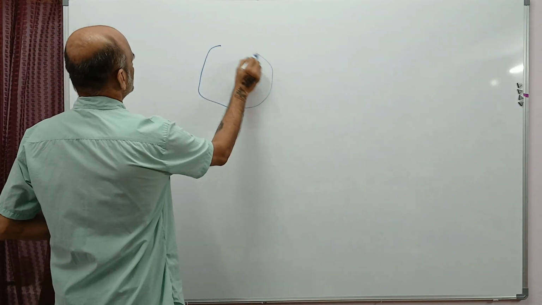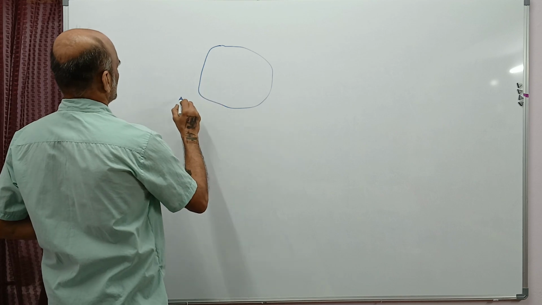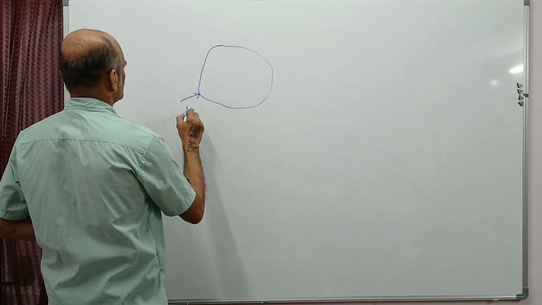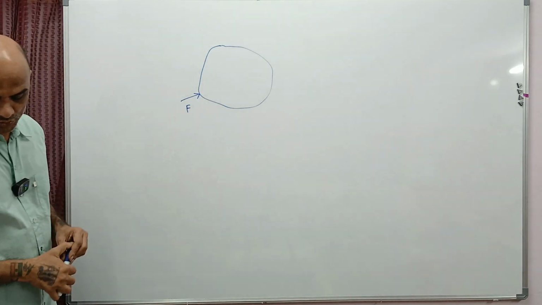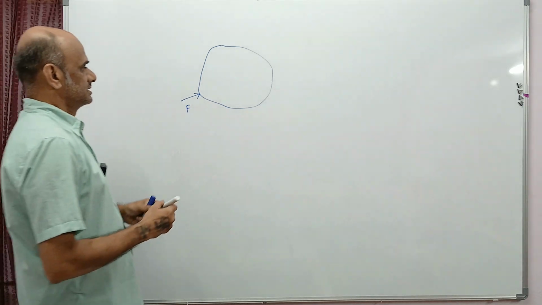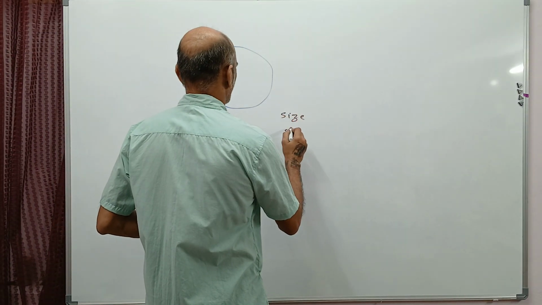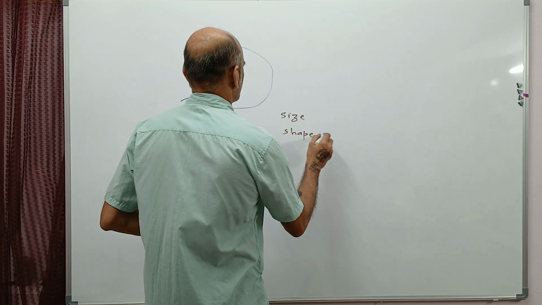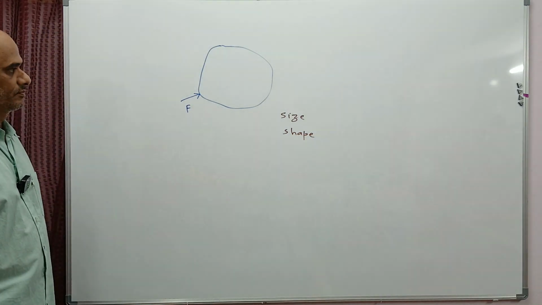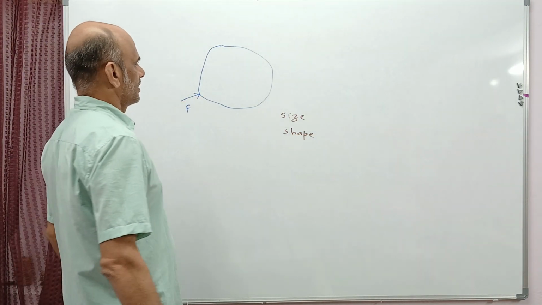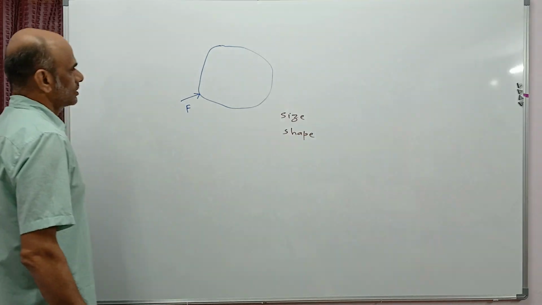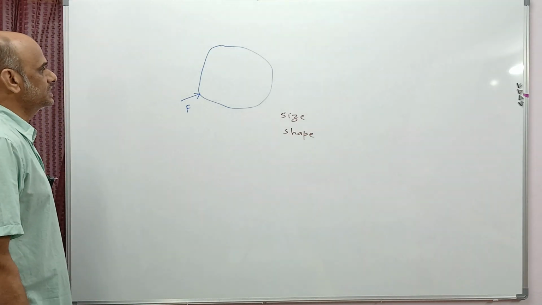Let us consider a body of general shape and there is a force applied to it. Because of this force, the size and shape of the body can change. Even if the body is rigid, say like steel or rock, it's not 100% rigid. There will be some slight deformation.